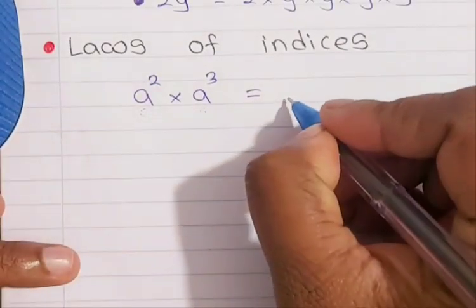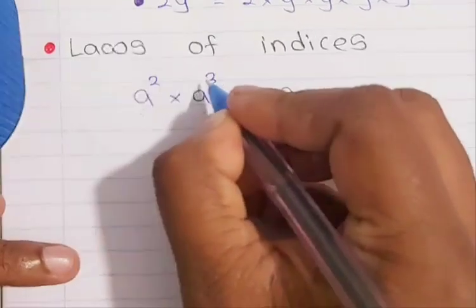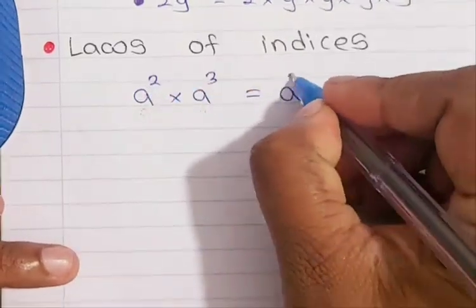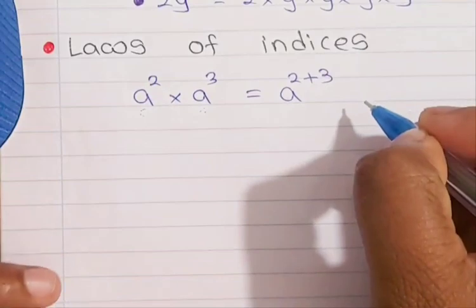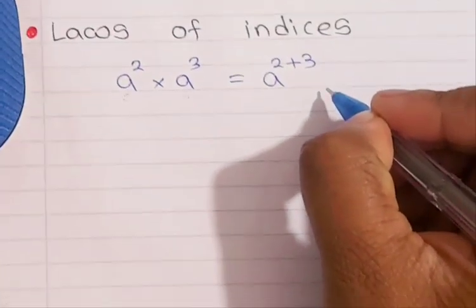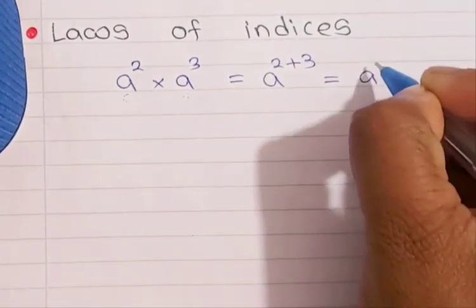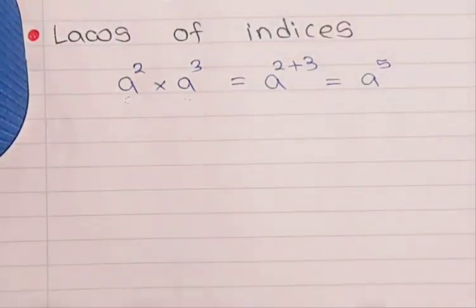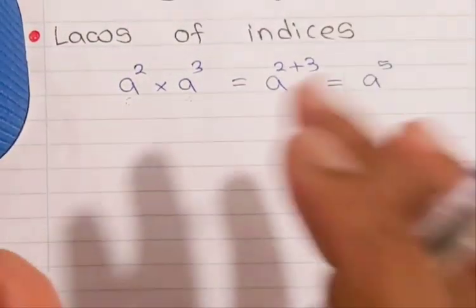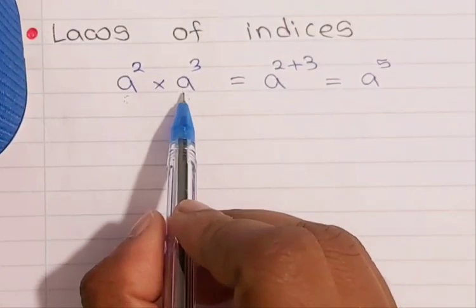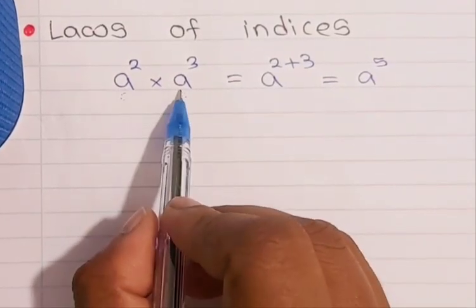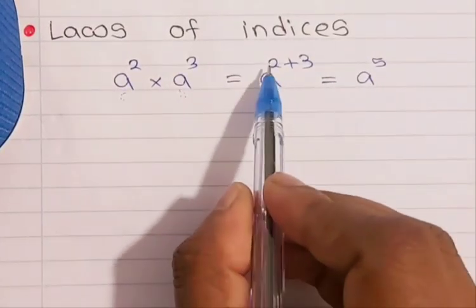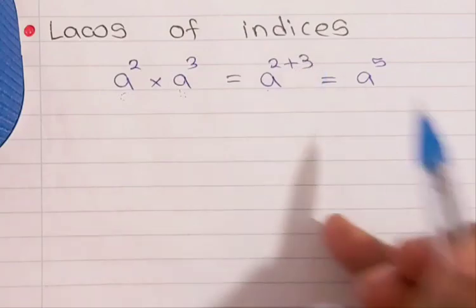So you can get the common base here and add those two indices together. That means 2 plus 3 is coming here, right? So the last answer is coming like a to the power 5. Okay, so keep in mind that rule. When you are multiplying two powers with the same bases, you can get the common base and simplify those two indices together, right?